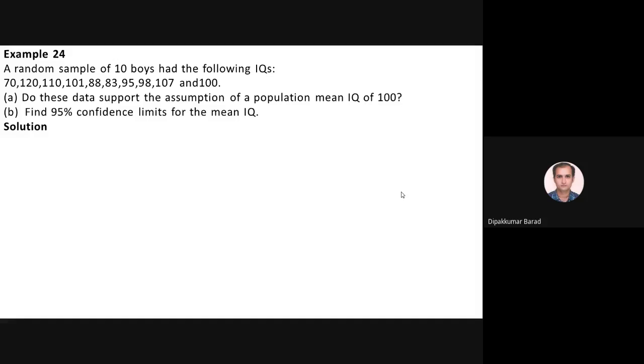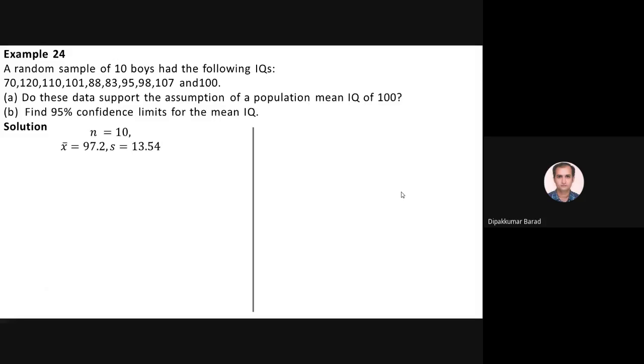So suppose a random sample of 10 boys with the IQs which we have given. We can find out the mean from the given data. The mean we get is 97.2, as the sum of all this data divided by 10. So we get this 97.2, and the sample standard deviation you also calculate, which you get this.